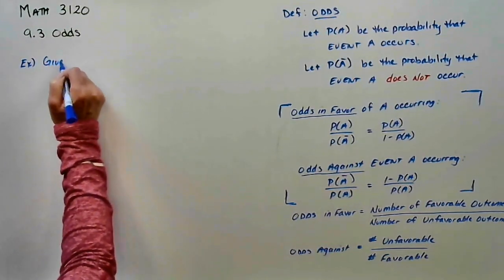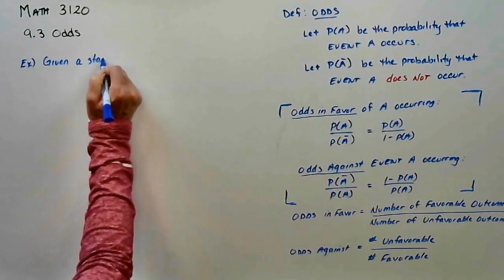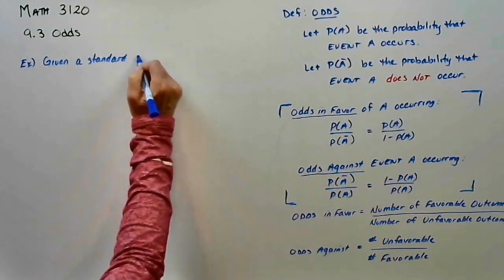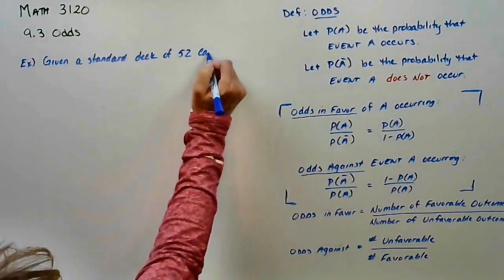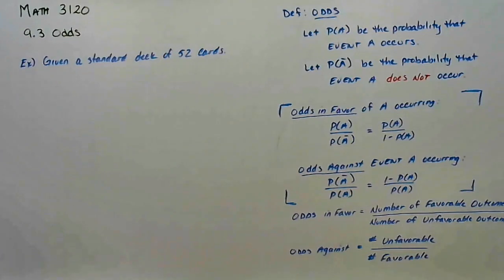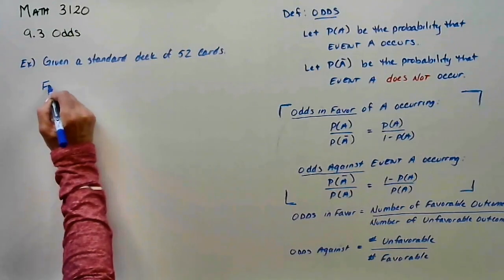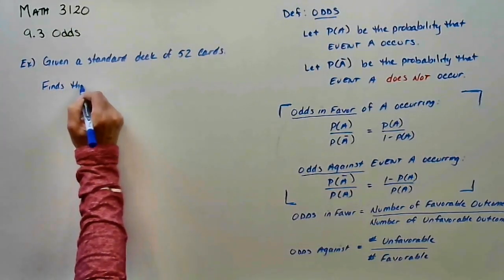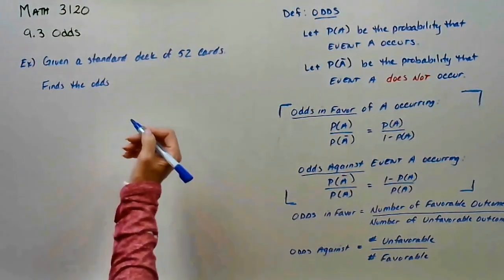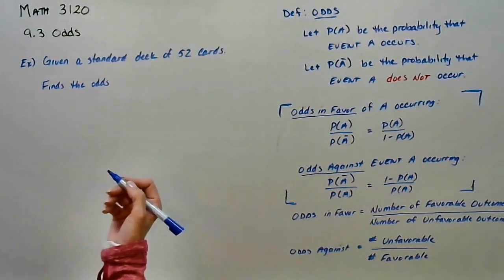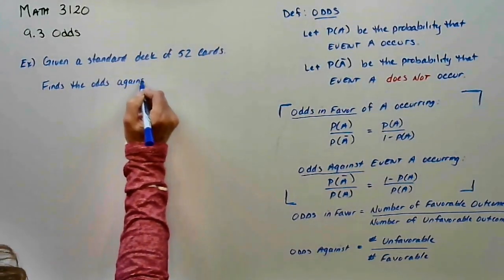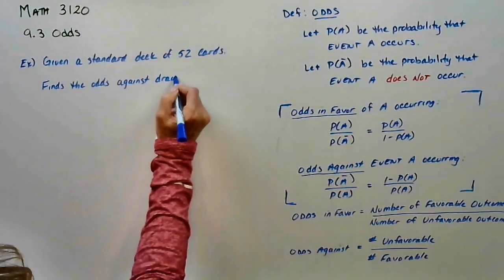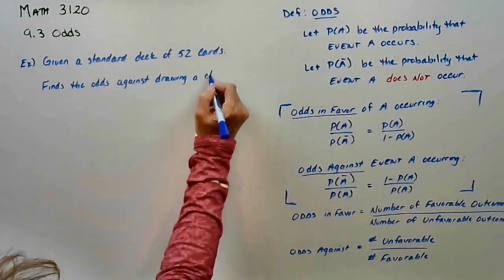Given a standard deck of cards, and I'll even say this, a standard deck of 52 cards. Now in the future, I probably won't tell you that there's 52 because that's considered a standard deck. Okay. Let's find the odds against drawing a club out of the deck. Find the odds against drawing, meaning selecting, a club.